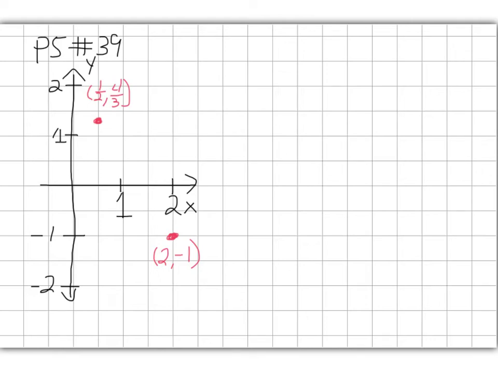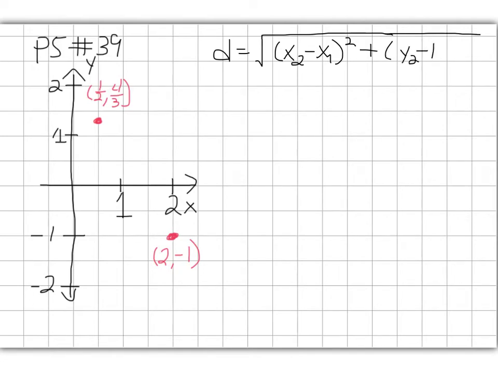P5 number 39. We are given 2 points in the plane, and we are asked to find the distance between them. If we remember our distance formula, the distance is equal to the square root of the difference in our x's squared plus the difference in our y's squared.